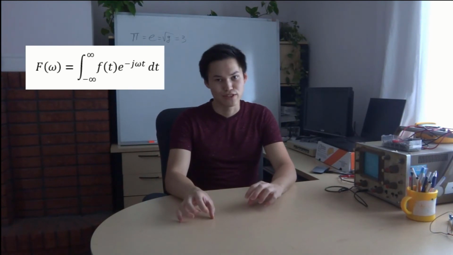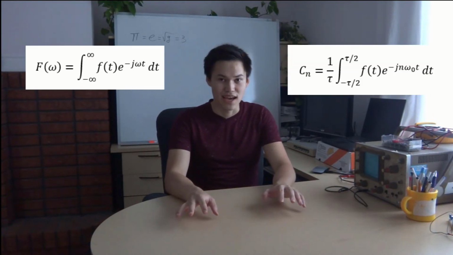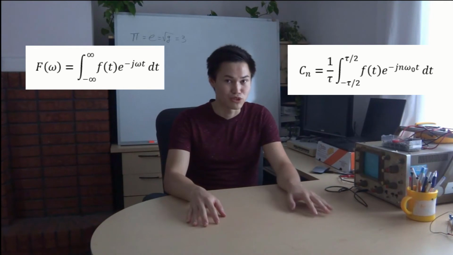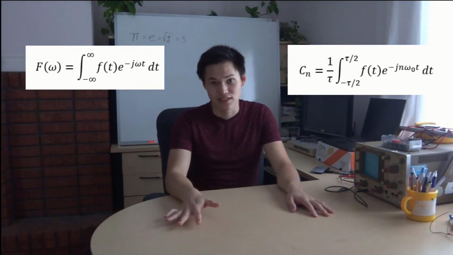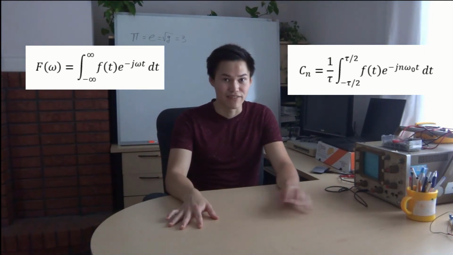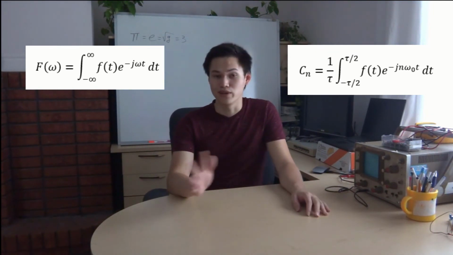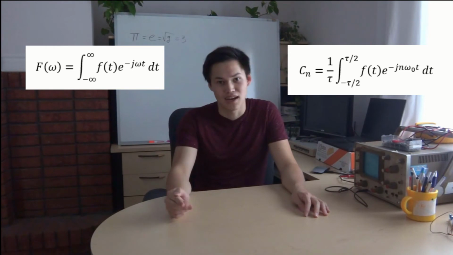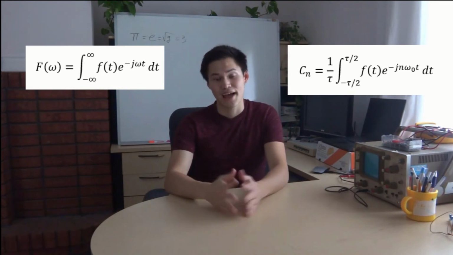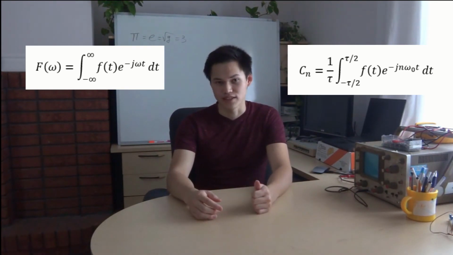Yes? Now, I glossed over a few details there because if you look at the Fourier transform versus the Fourier coefficients, you'll notice that the Fourier coefficients are an average, whereas the Fourier transform is not. You see, the Fourier coefficients have an integral sum, and you're dividing by the time interval. It's an average. But in the Fourier transform, you're not dividing by that time interval. It's not an average. And there's a reason for that, and it has to do with confidence.